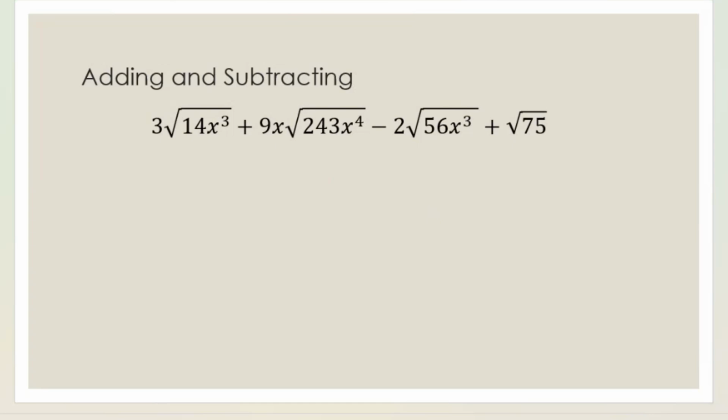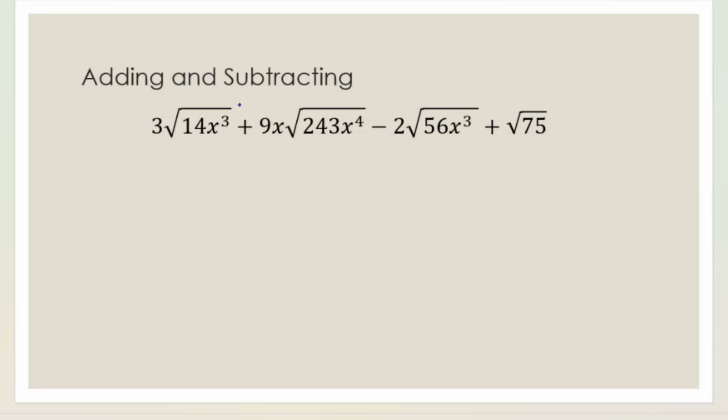In this video, we're going to go over how to add and subtract when there are variables within the problem. So the first thing you want to do is look at each one and see if we can simplify them. If I look at 14, I know the only numbers that go into 14 are 7 and 2 and 1 and 14. So 14 does not simplify.